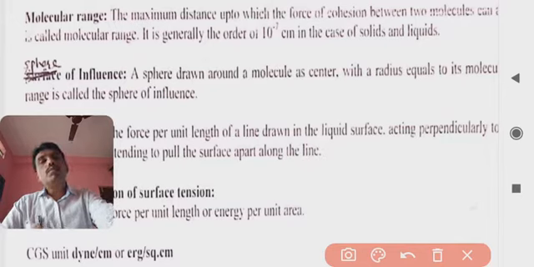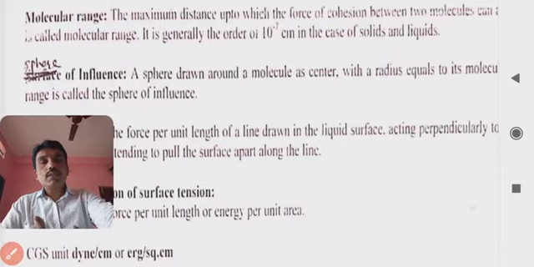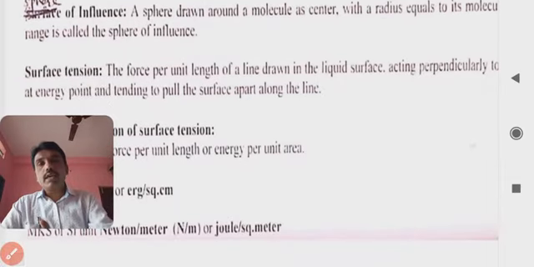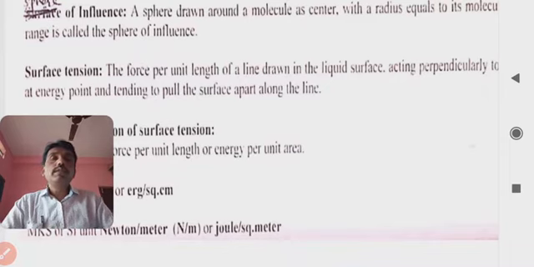why these two, molecular range and the sphere of influence, are very important to understand what is meant by surface tension, and that's why we are looking at them. हे सर्व खटाटोप कशासाठी चालला की नेमकं सरफेस टेन्शन काय आहे हे जाणण्यासाठी. And what is that surface tension?